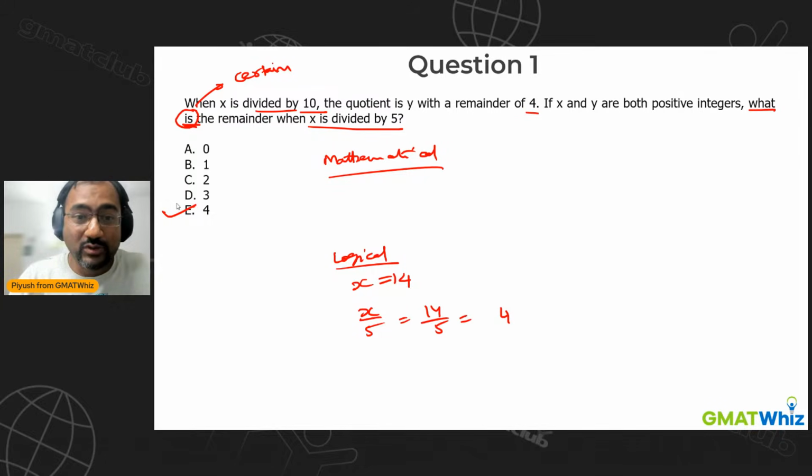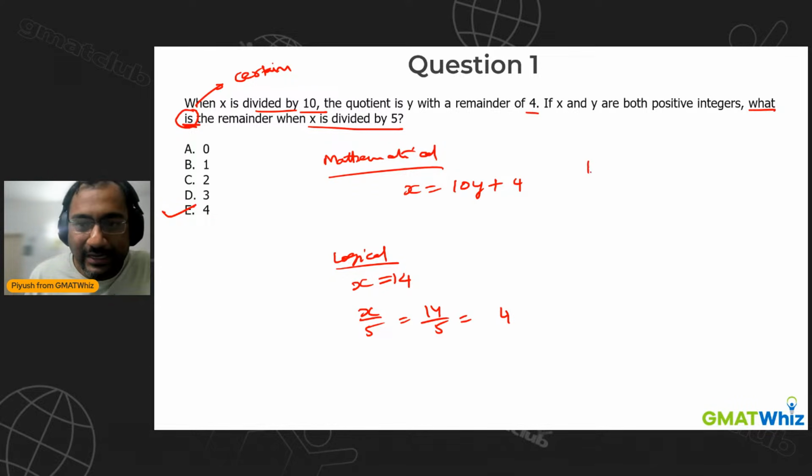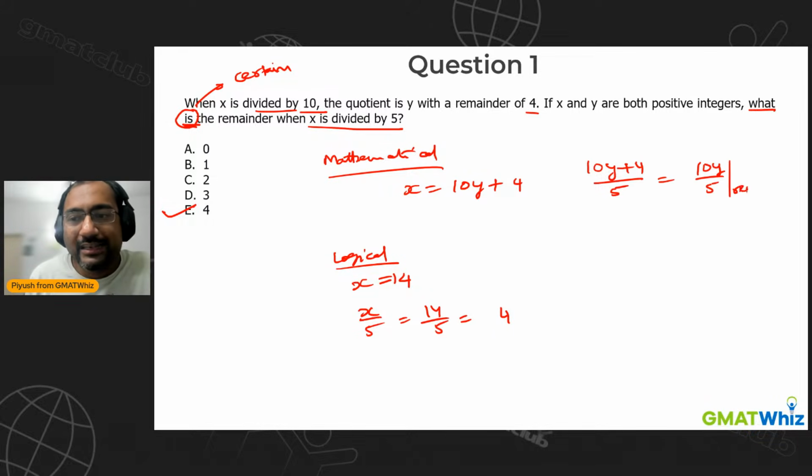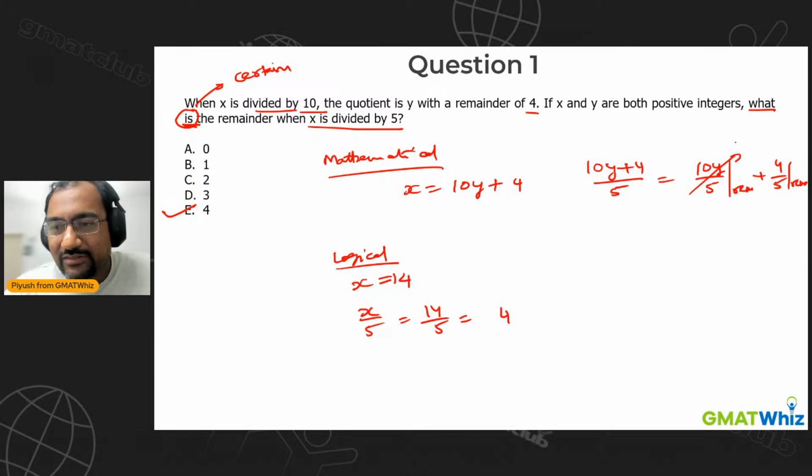So there is a remainder theorem. You can use that, and you can write x is equal to 10y plus 4 if you want to, and then you can simply divide 10y plus 4 by 5. And those of you who know the remainder theorem know that the remainder is a combination of the remainders obtained in these two different parts. So this part is divisible by 5, so it leaves a remainder of 0, and this part leaves a remainder of 4. So my final remainder is 0 plus 4, which is 4.